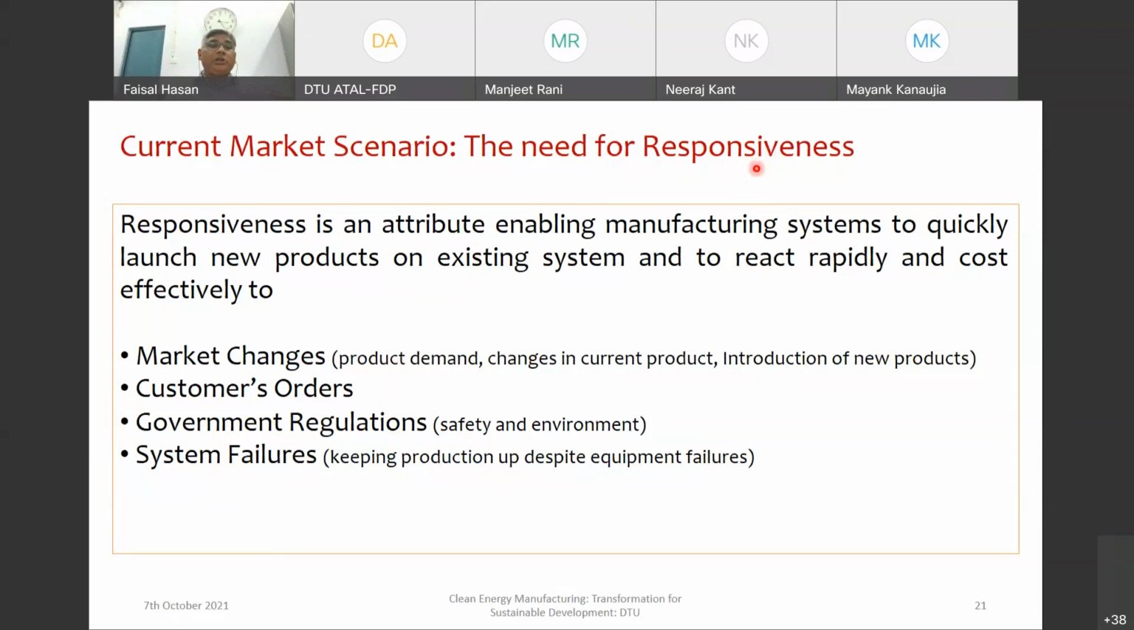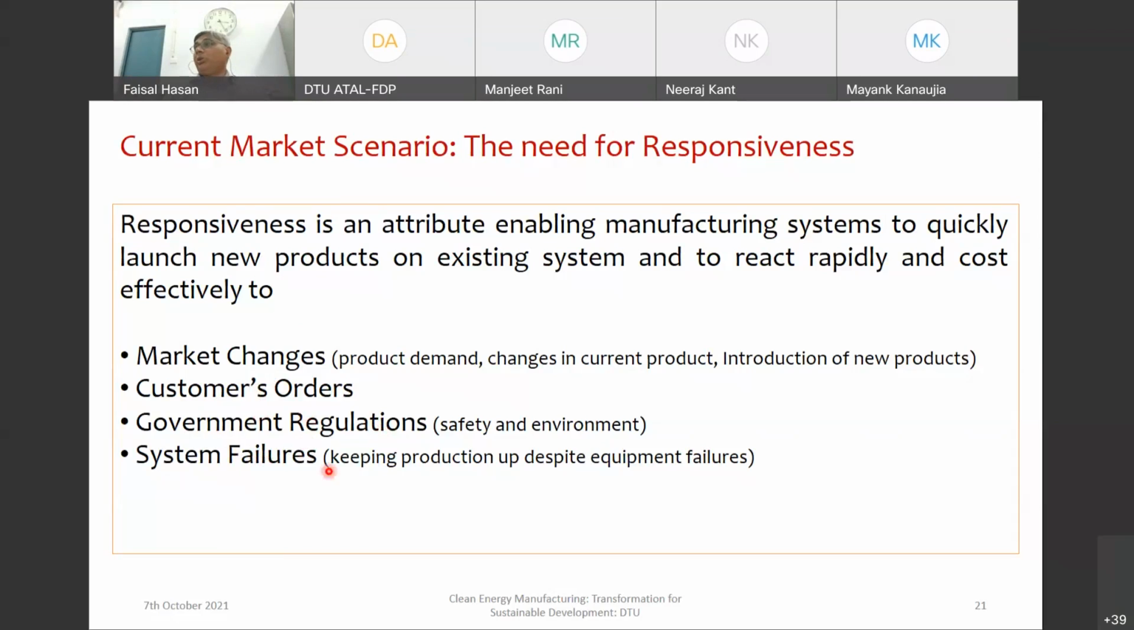Some of the other factors responsible for the characteristic of responsiveness: customer orders. Sometimes you have very high orders. A few days ago I was listening to a news item where the demand for masks has reduced by 60%. Earlier the demand was very high, now slowly it is reducing. The company or person who has set up a plant for manufacturing masks is witnessing a shortfall in demand. What will he do? Switch over to some other design, some new product. So this is what we mean by responsiveness.